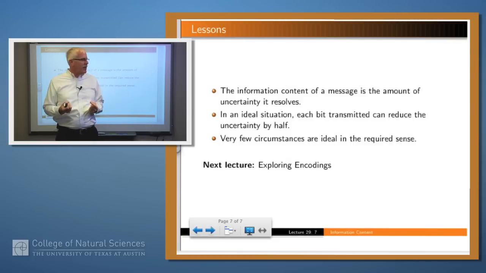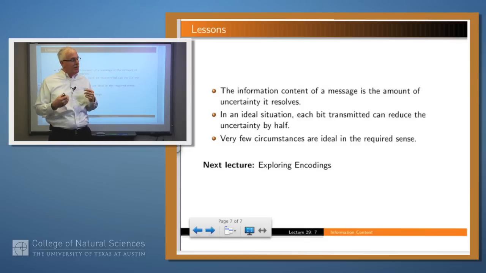Okay, so what have we said? Well, the information content of a message really is about the amount of information it contains, or the amount of uncertainty that it resolves in the receiver. And in an ideal situation, if you knew in advance exactly what messages could be sent, you could be very efficient, and each bit would reduce the search space by half. That's pretty good. Unfortunately, in most communication situations, you don't have that scenario. For example, in the example we just looked at, we don't know how many possible messages could be sent. And so we may have to have a much less efficient encoding, like ASCII, for example.